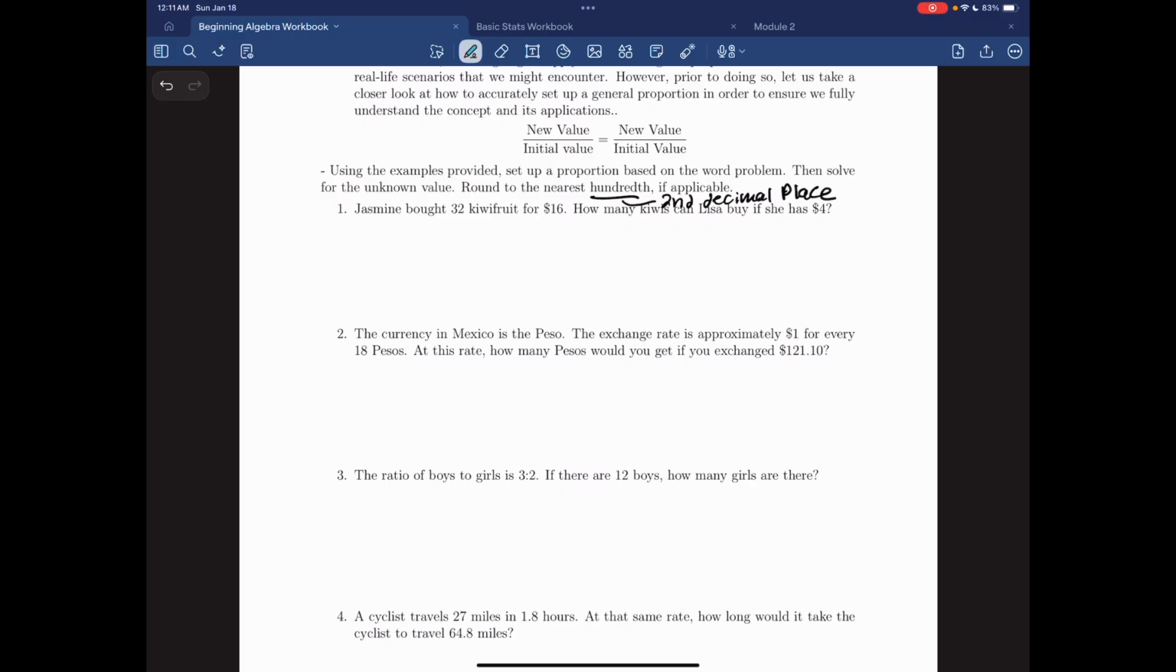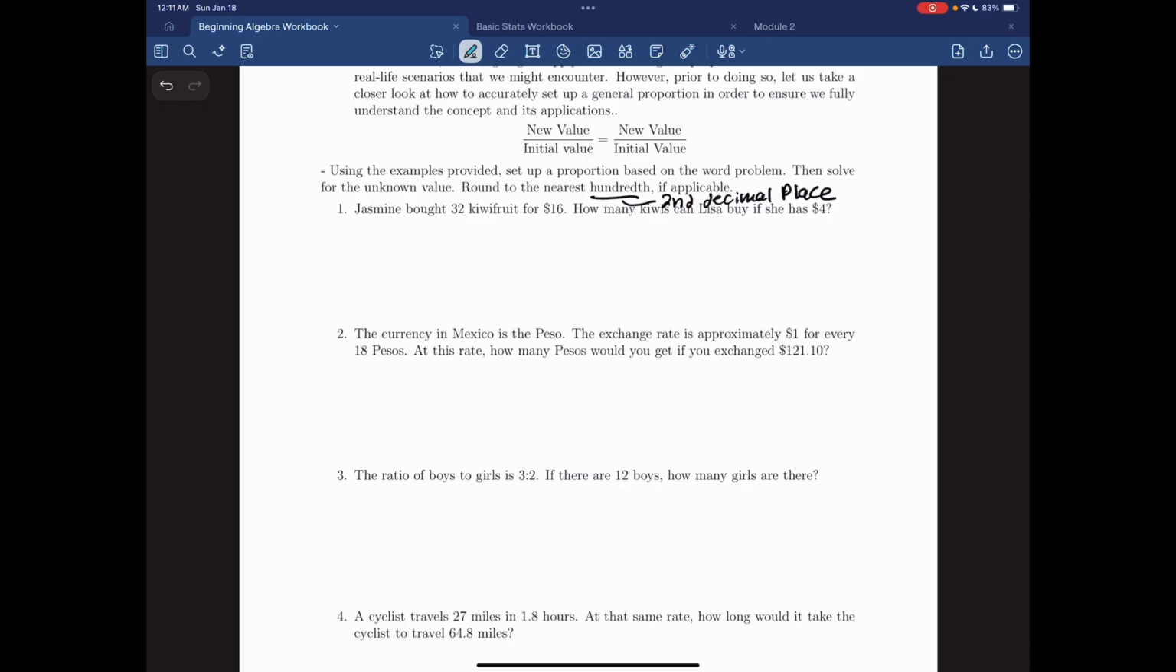Alright, so for problem number 1, we have Jasmine bought 32 kiwis for $16. I wish kiwis were that cheap. How many kiwis can Lisa buy if she has $4?